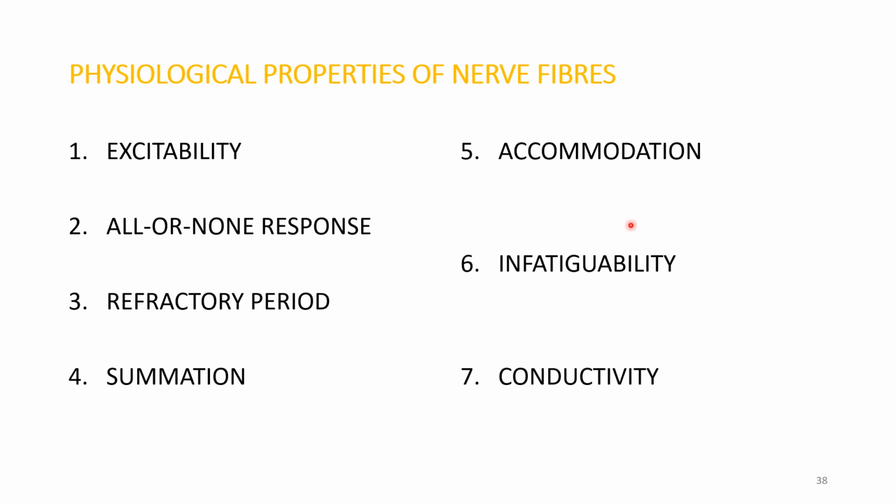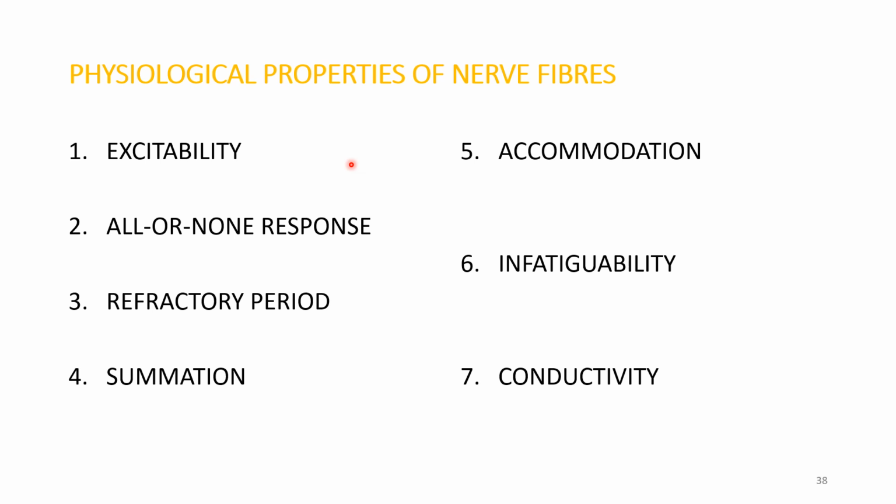Now coming to the physiological properties of nerve fibers. So now we are discussing physiological properties. There are 7 physiological properties of the nerve fibers. What are they? Excitability, all or none response, refractory period, summation, accommodation, infatigability and conductivity. So these are the physiological properties of the nerve fibers.